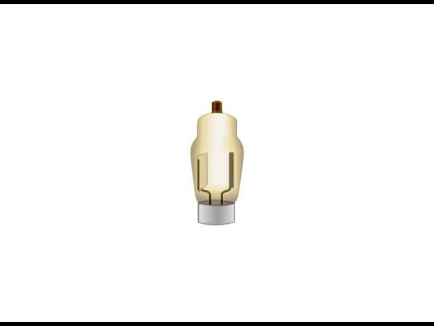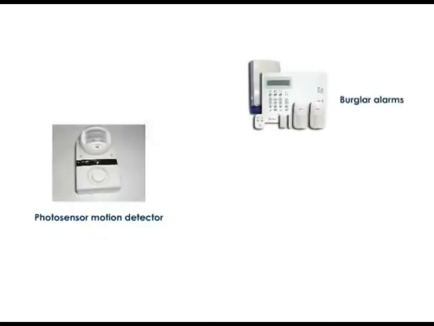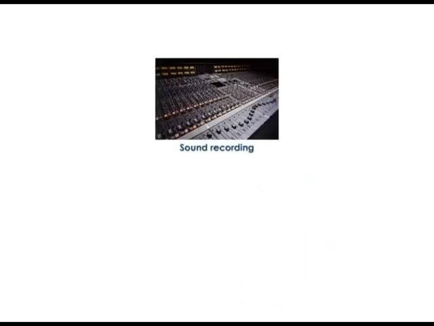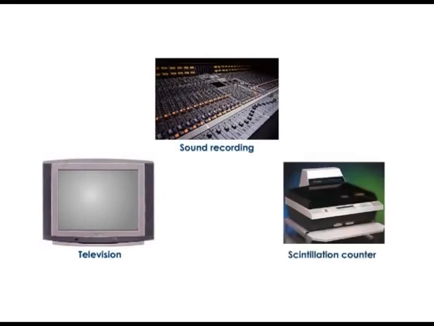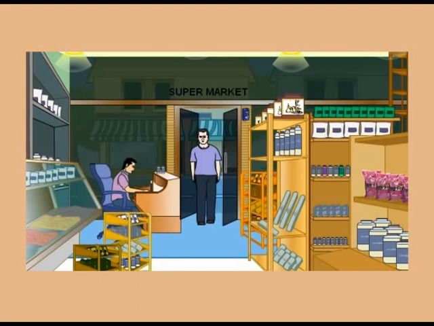The photoelectric cell is applied in photosensor motion detectors used in burglar alarms, traffic light controls, and automatic door openers, whereas certain types of phototubes are used in sound recording, television, and in scintillation counters. Photosensor motion detectors are the devices you see in a store at a shopping mall. When someone enters the store, the motion detector sounds a bell. The two components of a photosensor are a source of focused light and a light sensor.